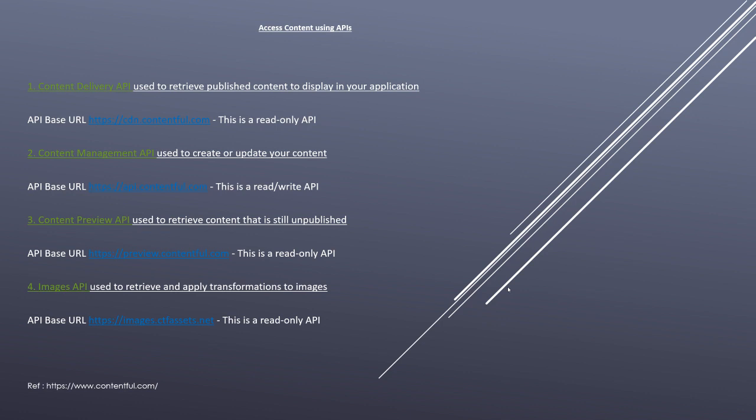Use it to retrieve and apply transformations to images. That means it is dealing with assets and images, specifically images. The API base URL starts with images.ctfassets.net. This is again a read only API, wherein authors can see images using this API, how they will look on production when it goes live.